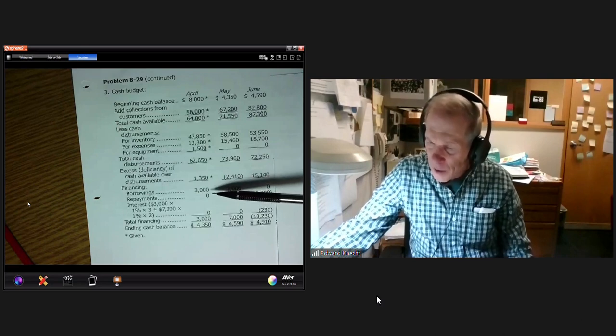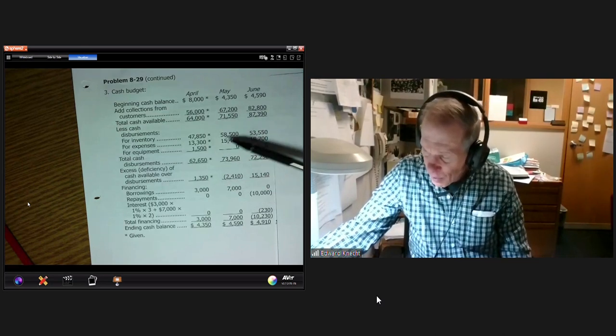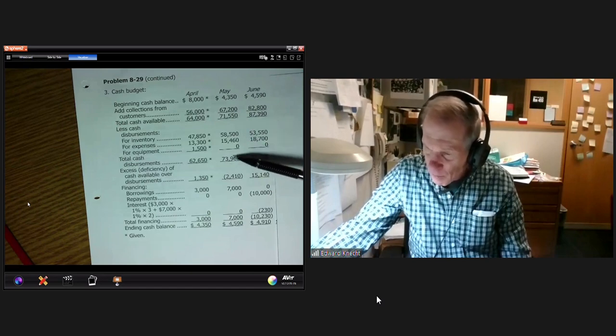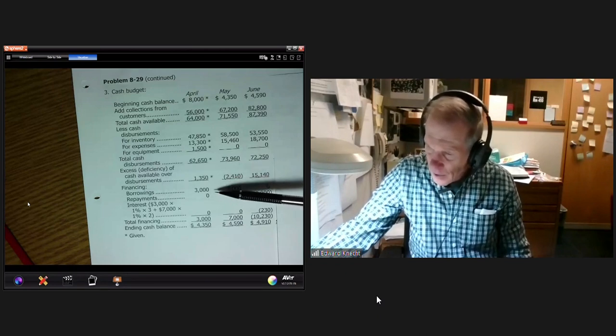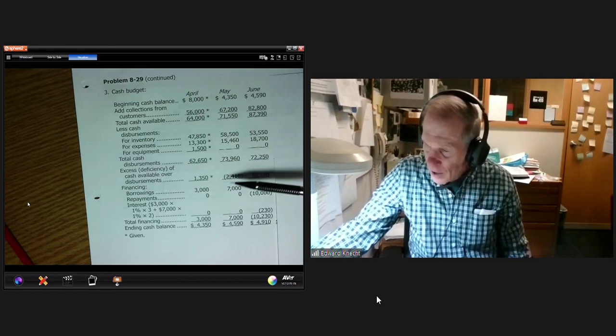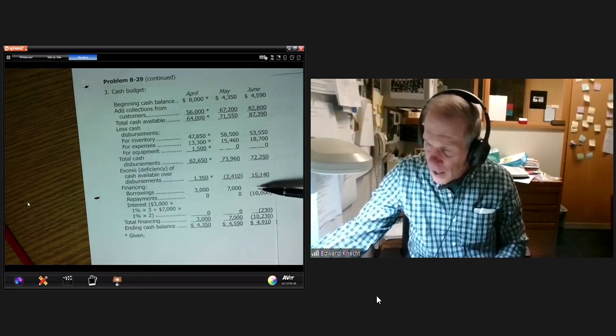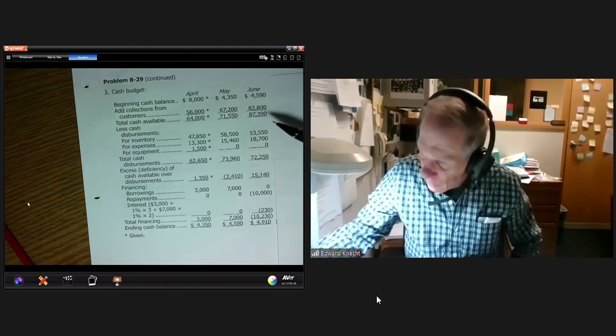We borrow it at the beginning of the month, because if you have a budget, look, based on our budget, we're going to be short cash, so we better borrow the money at the beginning of the time period. So they had to borrow 3,000 on April 1st, and they're being charged 1% a month. So that's $300 interest for the month of April, 300 for May, and 300 for June, because you're paying it back at the end of the month.